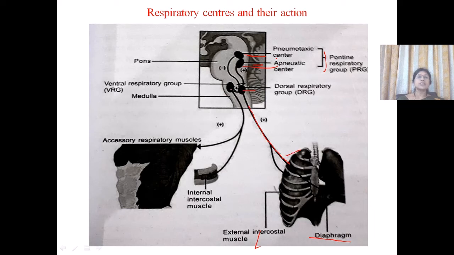And here the ventral respiratory group, VRG, innervates accessory respiratory muscles as well as intercostal muscles, and they take part in exhalation. So these PRG and the medullary groups, both coordinate together and they maintain the rhythm of the breathing.